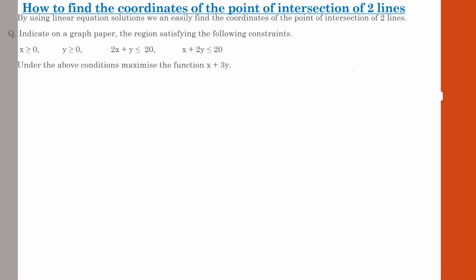Once you have the maximization or minimization function and the corresponding constraints, you need to write down all these constraints in the form of equations. So let us do that. First one, write all the restraints or constraints in the form of equations. It can be written as x equal to 0, y equal to 0, 2x plus y equal to 20, x plus 2y equal to 20. See, it's very easy. Just turn the signs given in the question into an equal sign.